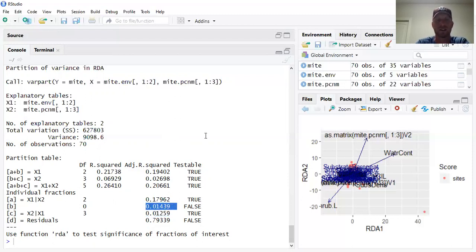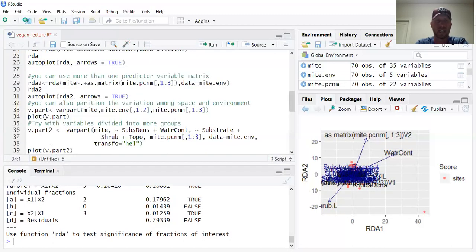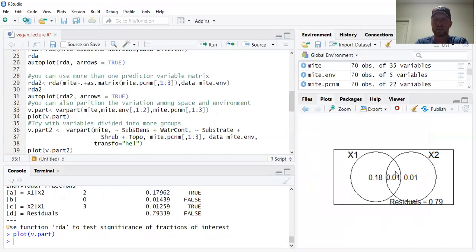Sometimes it's easier to think about this as a Venn diagram. So I'm just going to go back and run the next line of code, which is just plot, and then this object that we created, vpart. And what we end up with is this Venn diagram. If I zoom in on that, what this is showing is the amount of variation that's explained by these two tables of variables. The box around the outside represents all of the variation. Variation that's outside of those circles is residuals or unexplained variation. So about 80% of the variation we were not able to explain.